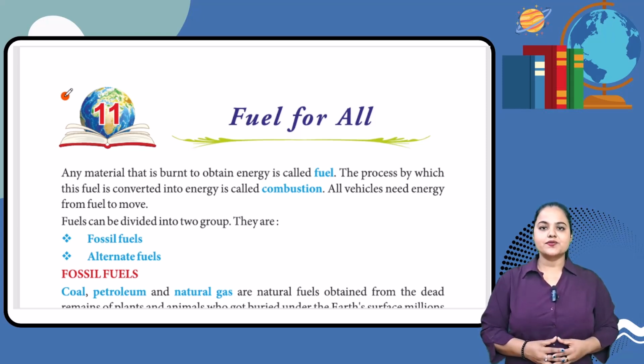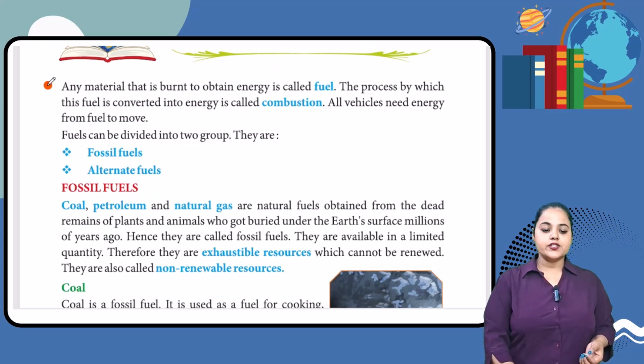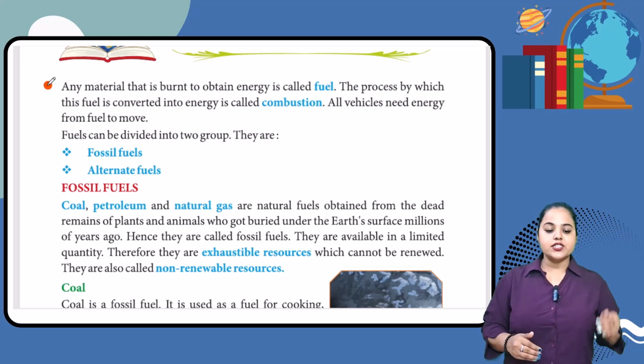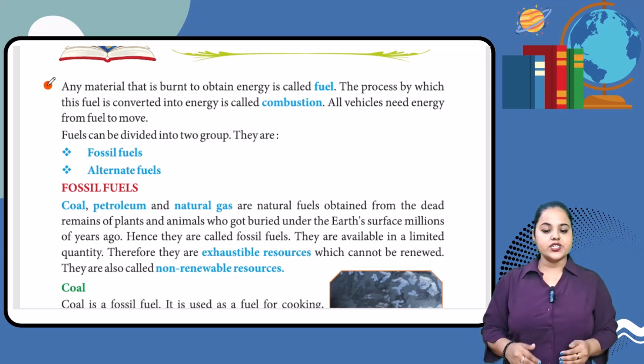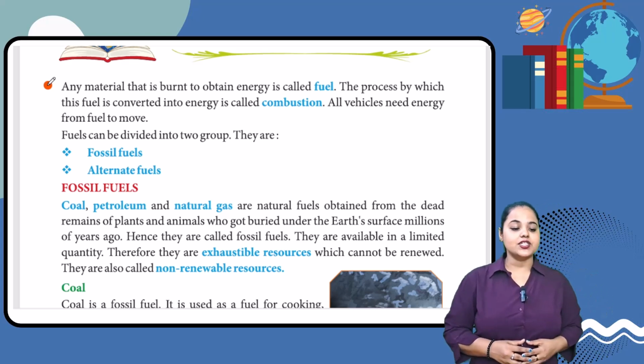In today's class, we are going to study chapter number 11, and the name of the chapter is Fuel for All. Any material that is burned to obtain energy is called fuel. The process by which this fuel is converted into energy is called combustion, and all vehicles need energy from fuel to move.